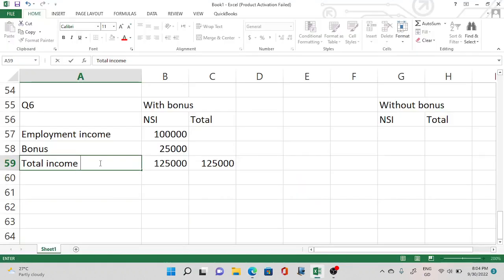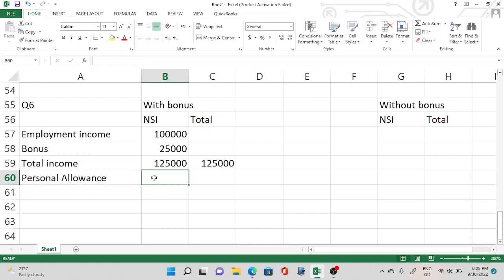Now what will happen with the personal allowance? As there is no other information provided, the total income will be the adjusted net income. So the personal allowance will get reduced because it is more than 1 lakh. So the differential amount would be, let me do the working over here.